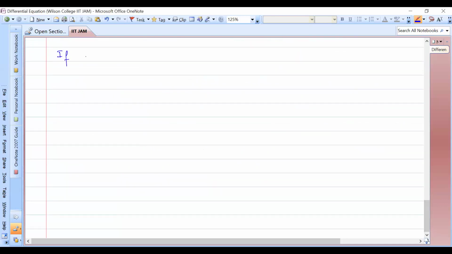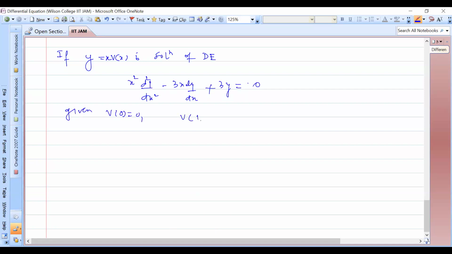Can you solve this? If y equals x into vx, x into vx is a solution of the differential equation x square d2y by dx2 minus 3x dy by dx plus 3y equals 0, given v of 0 equals 0, v of 1 equals 1. Then v of minus 2 is how much?